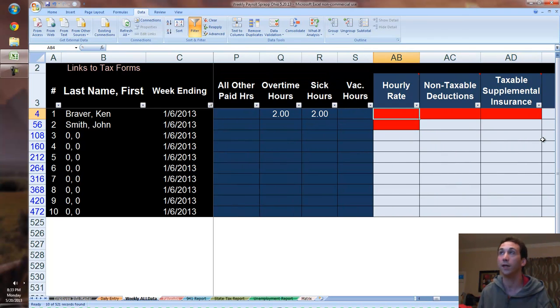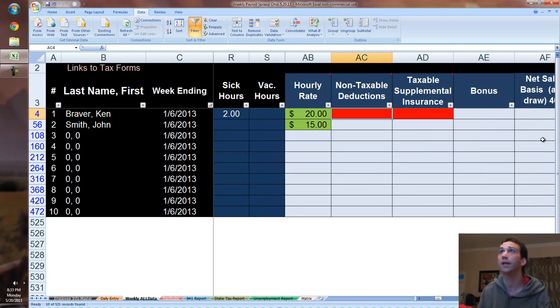Hourly rate. A lot of times you want to put the hourly rate in for the person and then just copy it all the way down, if they're not planning on getting a raise for several months or for a year. When they're going to get a raise, you can just copy it and then paste it down, or you can type it in every time. Let's say I'm getting $20 an hour, and let's say John's getting 15.